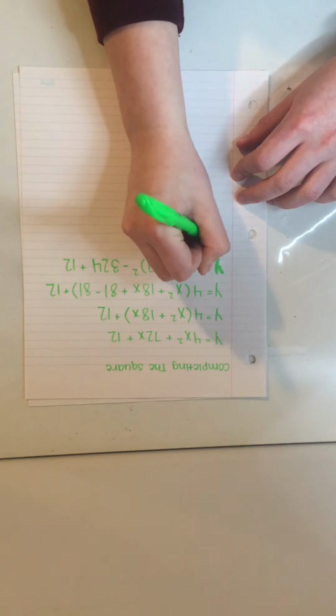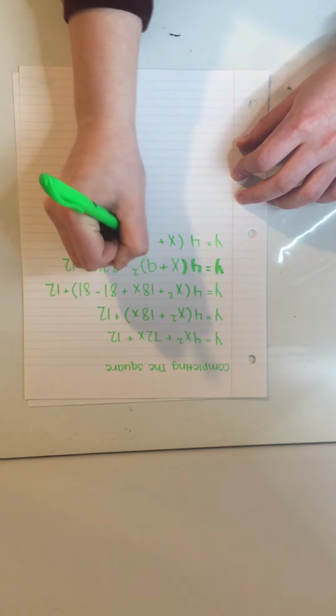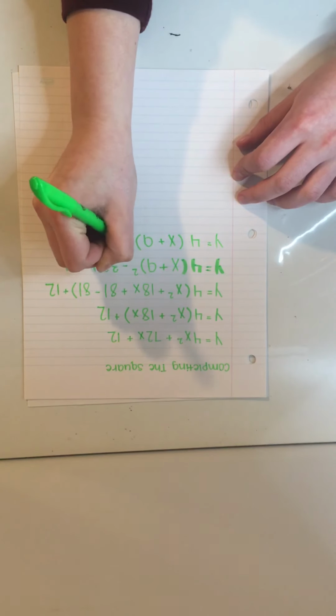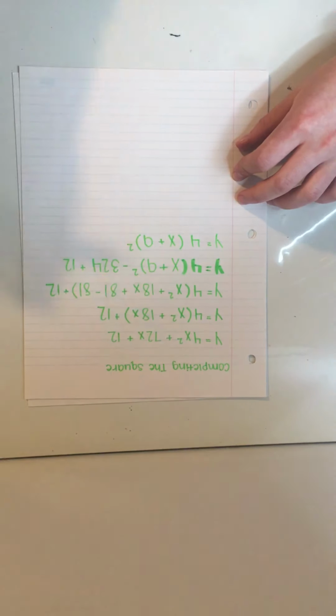Now you're just going to simplify, so it's going to be the same equation, except you're going to put your negative 324 and 12 together. So negative 324 plus 12 is negative 312, just like that. And now you have your equation in vertex form because you have your a value, your x, your h, and your k.